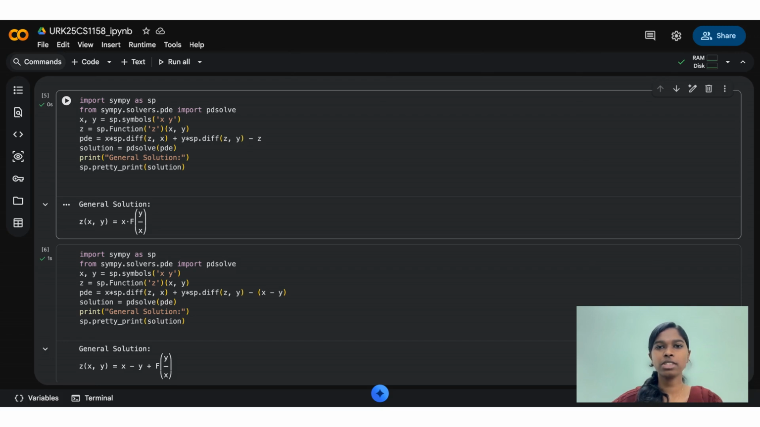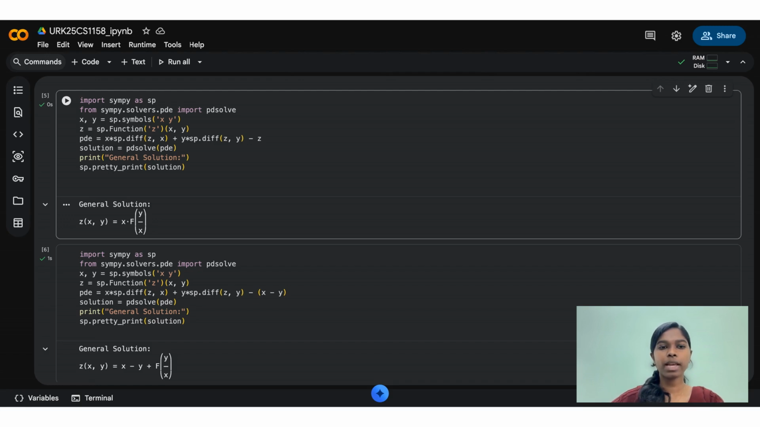Today in this video, I'll be explaining how to solve a Python code which solves a partial differential equation using SymPy's built-in PDE solver. First, we import the SymPy library as sp. Then we specifically import pdsolve from sympy.solvers.pde. The pdsolve function is used to automatically solve partial differential equations.